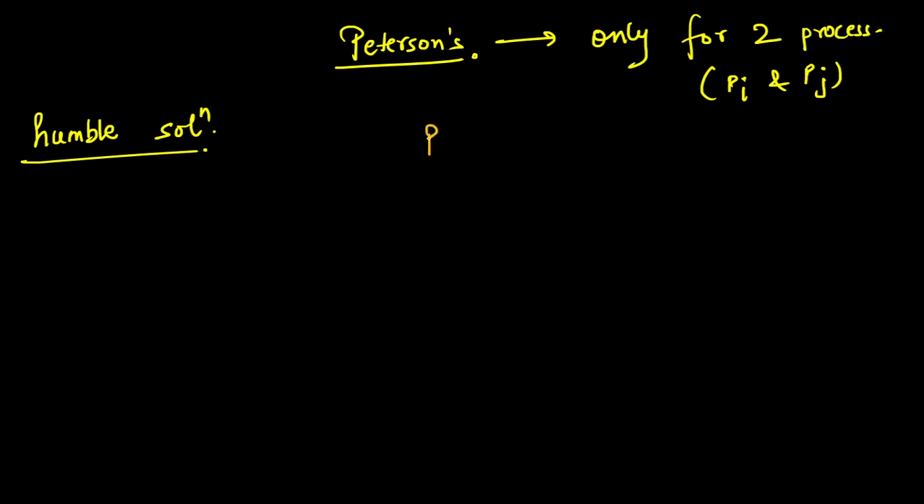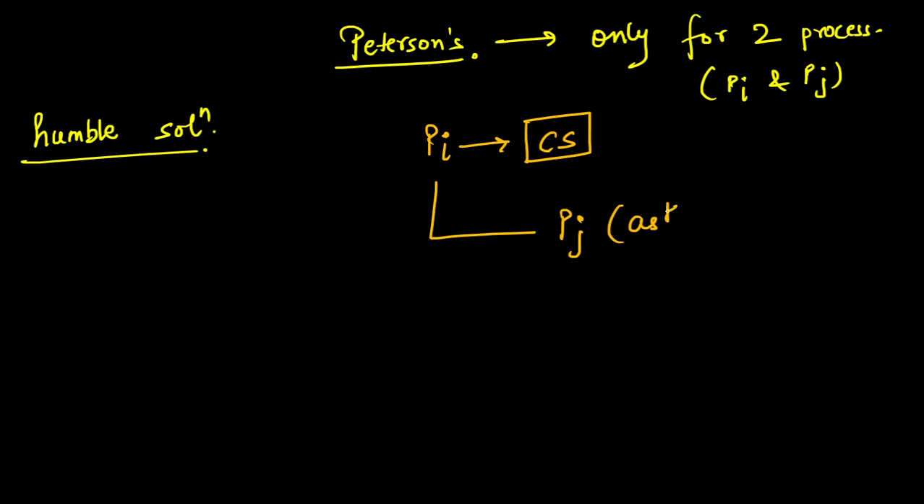If Pi is there, okay, Pi also wants to enter the critical section. But before entering the critical section, it will go to Pj and ask, do you want to enter the critical section? Okay, what they are saying is that Pi wants to enter the critical section, but before entering it will go to Pj and ask Pj, do you want to enter the critical section?